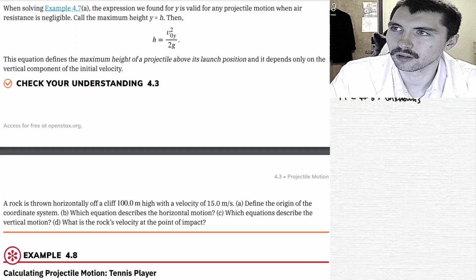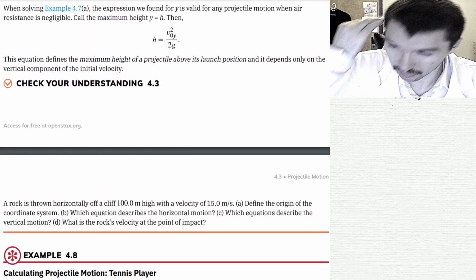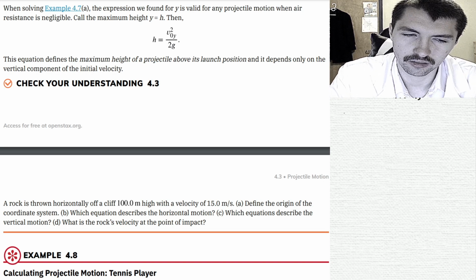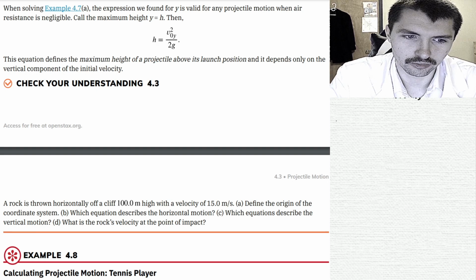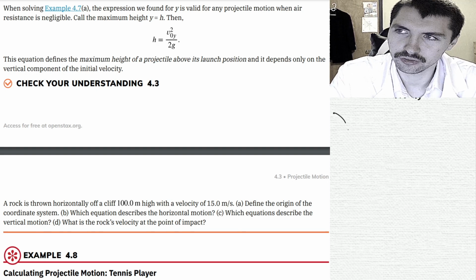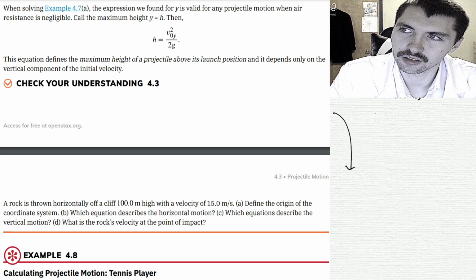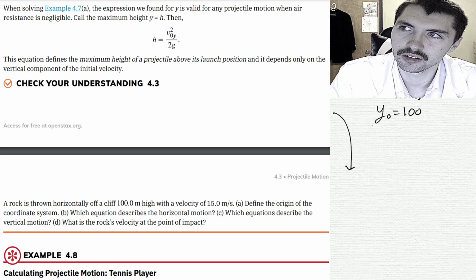Okay. So I'm starting to get the itch to code, but I think it's too soon. So a rock is thrown off a cliff 100 meters high, so V naught, I'm sorry, Y naught is 100.